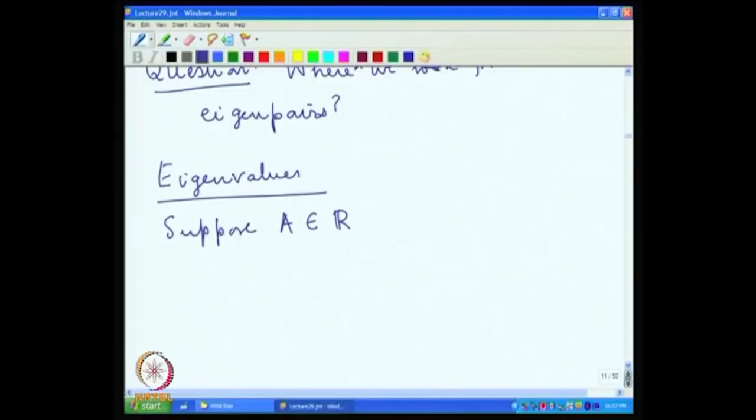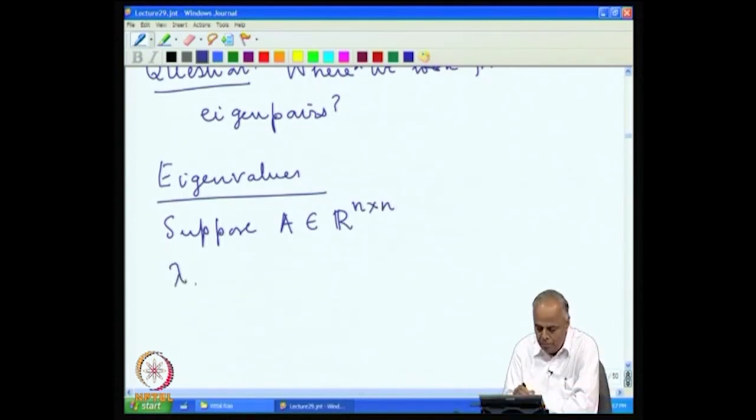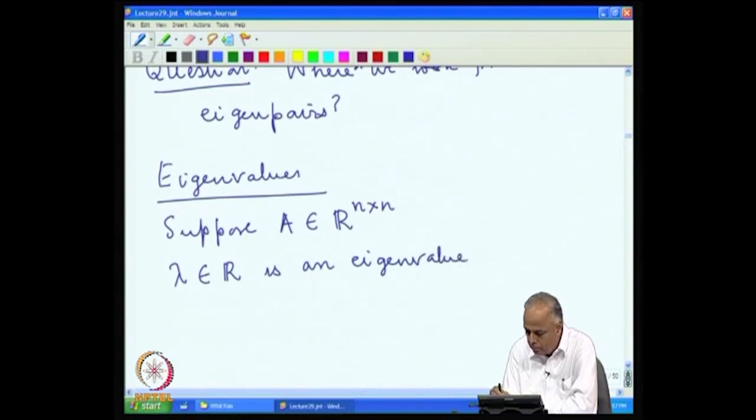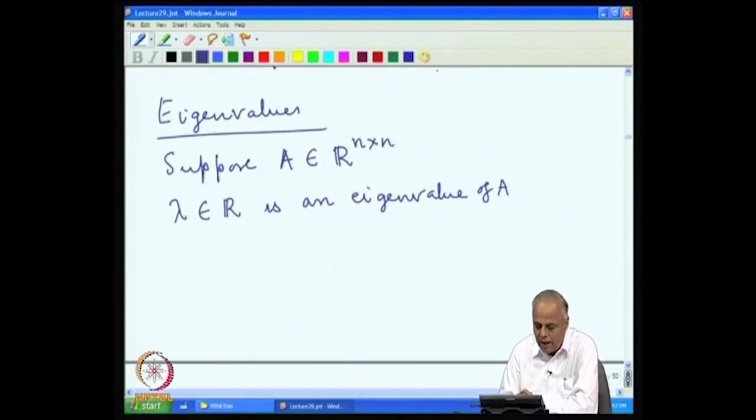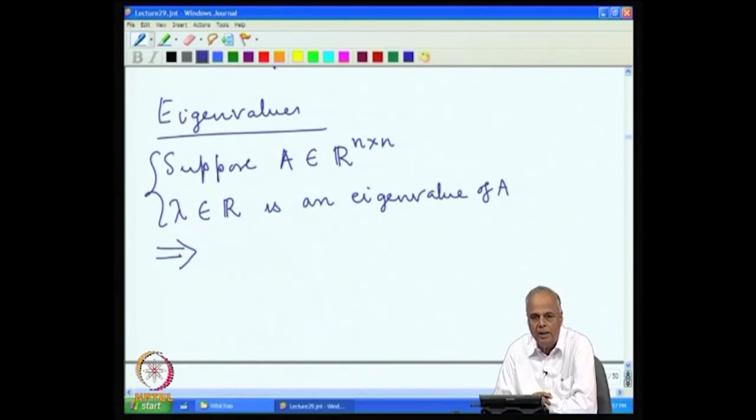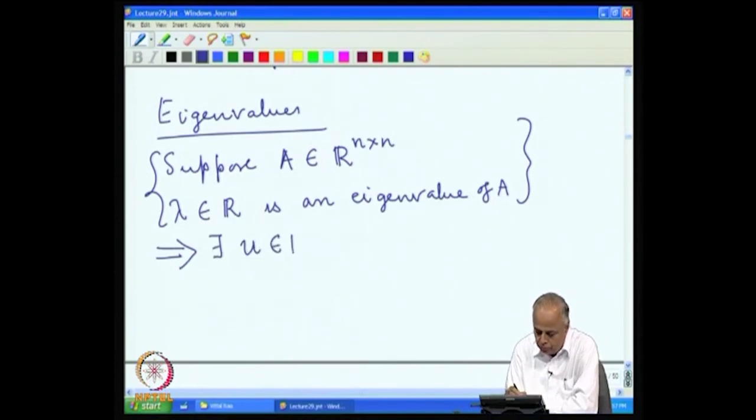So, suppose we have a matrix A, which is an n cross n real matrix, and lambda, a real number, is an eigenvalue of A. So we catch hold of one of the known friends of A, namely an eigenvalue, and start analyzing him to see how he looks. Now, because he is an eigenvalue, every eigenvalue has an eigenvector. So, suppose A is an n by n real matrix and lambda, a real number, is an eigenvalue of A, then this implies there exists a vector u which is not the 0 vector such that A u equal to lambda u.